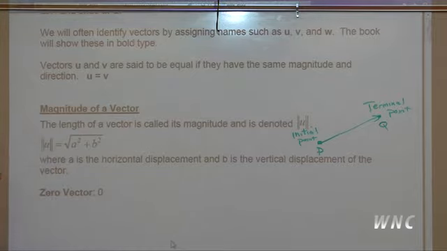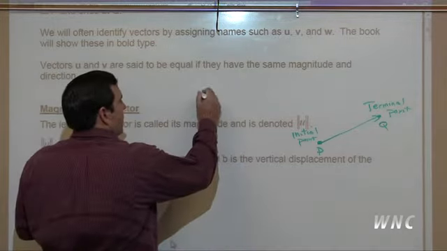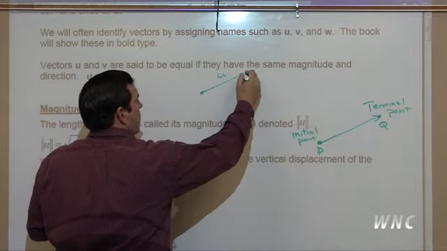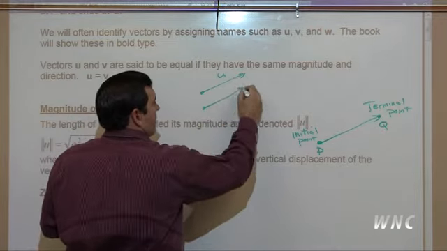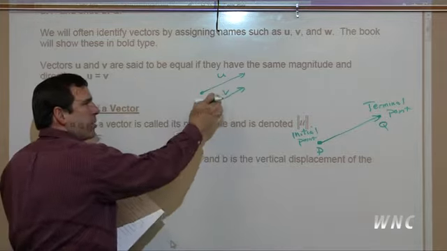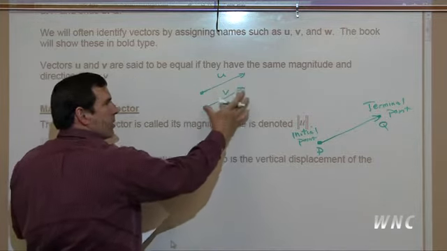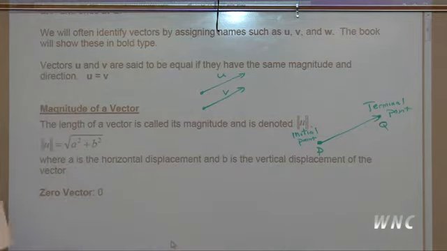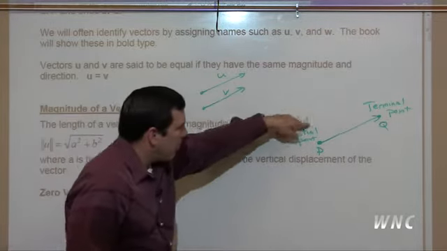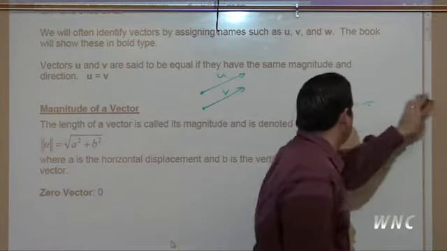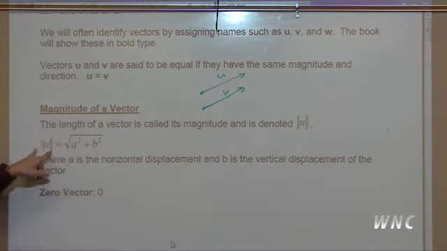Vectors U and V are said to be equal if they have the same magnitude and the same direction. This could be U, and this could be V. They don't have to be on top of each other, but they have the same direction and the same magnitude, and the magnitude is the length. The length of a vector is called its magnitude, and is denoted with double bars around it. The magnitude of a vector U is the square root of a squared plus b squared, where a is the horizontal displacement and b is the vertical displacement.